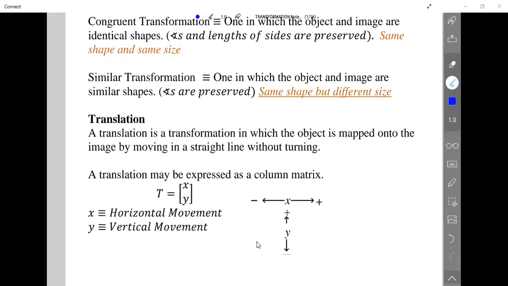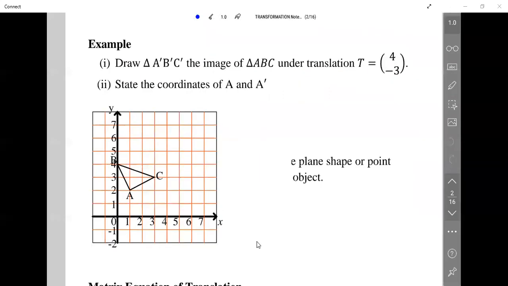All right, let's turn the page. All right, here's an example.